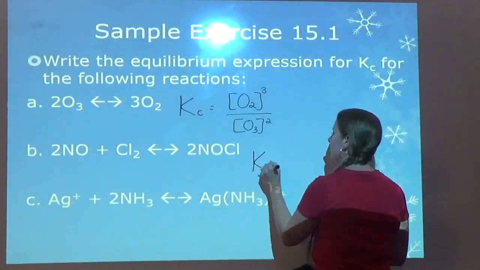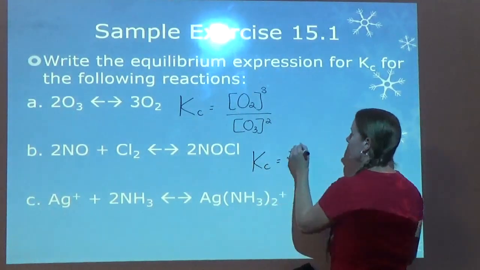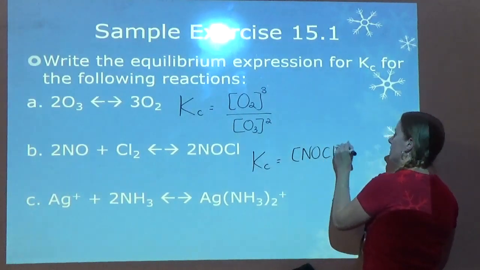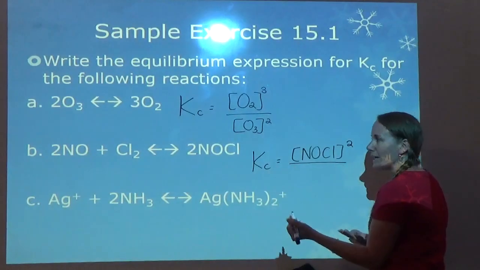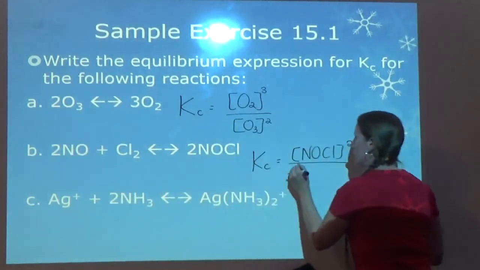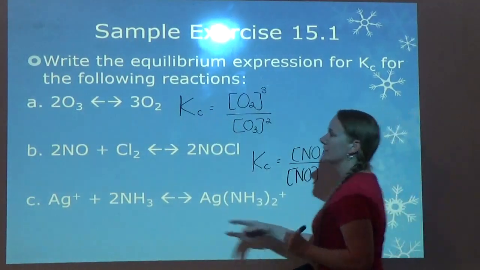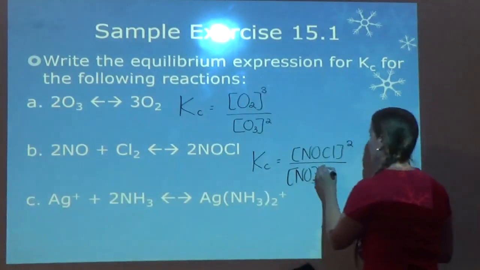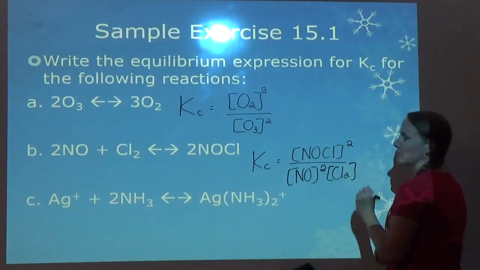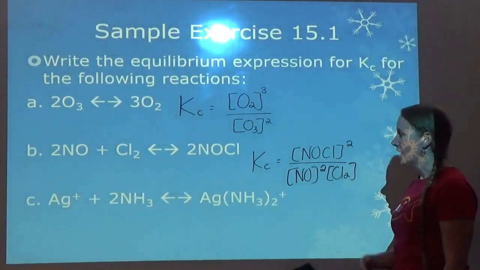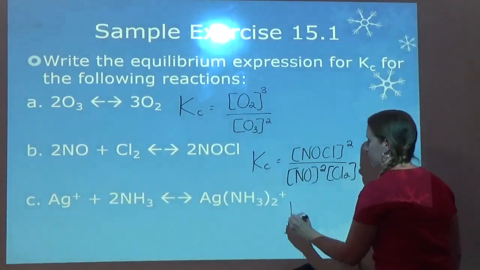So this one, my K value would be products. So I have my NOCl, but because this has a 2, I'm going to square it over reactants. So I have NO, but it has a coefficient of 2, so I'm going to square it. And then Cl2, which has no coefficient, so I'm just going to leave it as is. All right, and then last one is our bottom one.